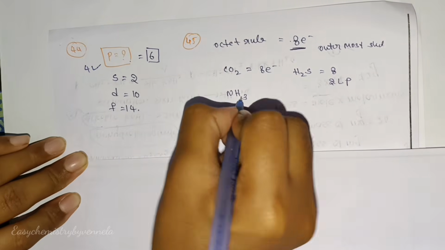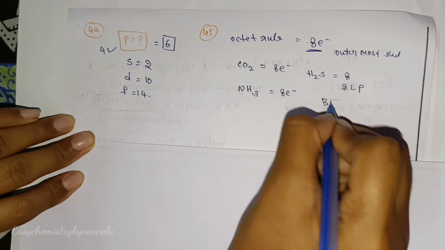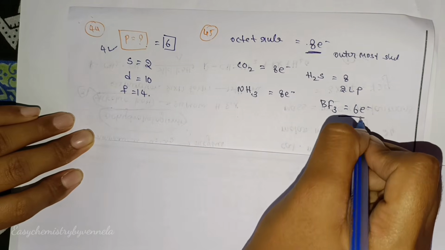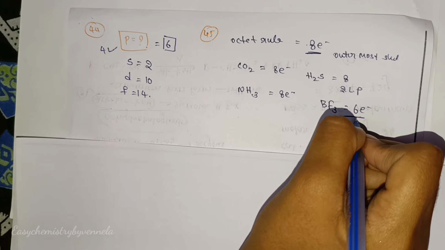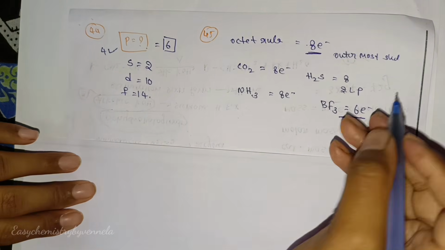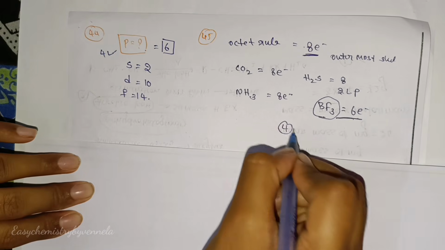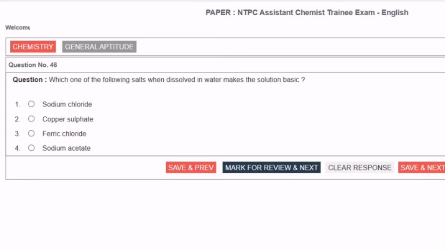Next, ammonia. How many electrons? 8 electrons. Next, BF3. How many electrons? Only 6 electrons. This is electron deficient. So, this is not valid for the octet rule. Correct option is fourth one. Next question. Which of the following salts when dissolved in water makes the solution basic?